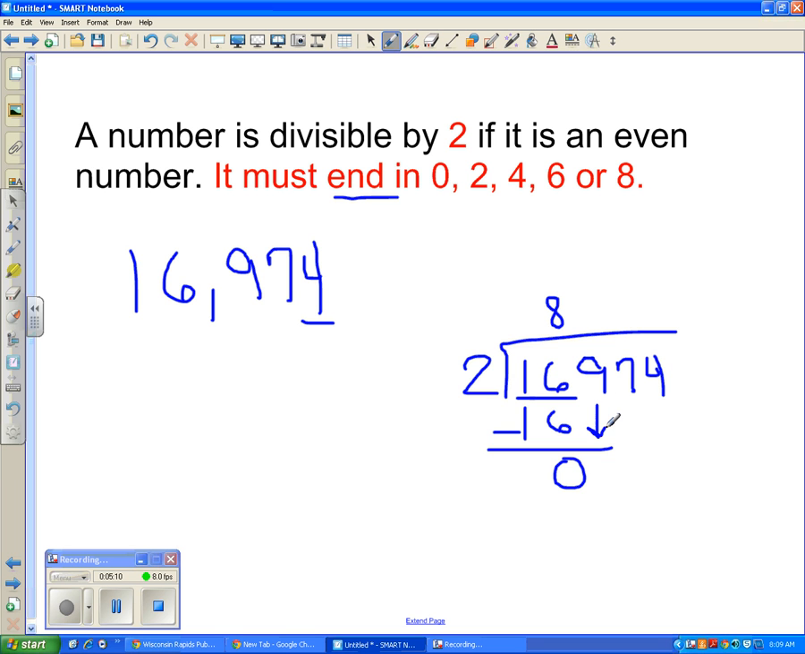We're going to bring down the next number. And remember, when you bring down a number, you have to start over. So 9 divided by 2. Well, the closest number of groups we can get to 9 would be 4 groups, and 4 times 2 is 8. We're going to go ahead and subtract. Again, 1 is smaller than 2, so we can move on.